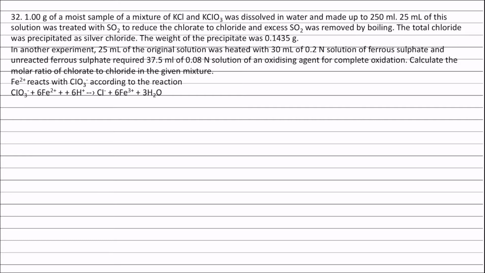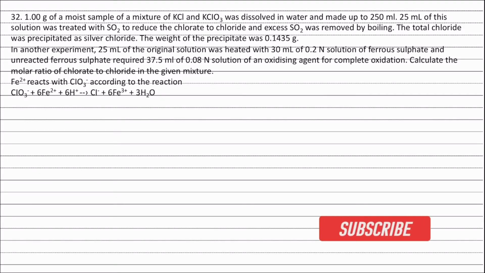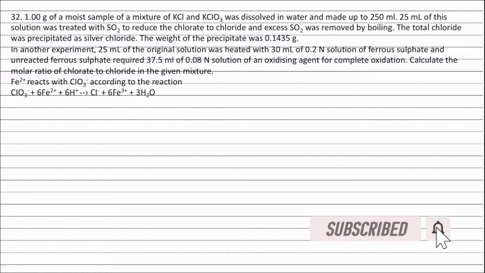Fe2+ reacts with ClO3- according to the reaction ClO3- + 6Fe2+ + 6H+ forming Cl- + 6Fe3+ + 3H2O. Now from this equation it can be seen that the valency factor of chlorate is 6. Now in the second experiment, where chlorate ion is heated with ferrous sulphate, the equivalence of chlorate will be equal to equivalent of ferrous sulphate that took part in the reaction.